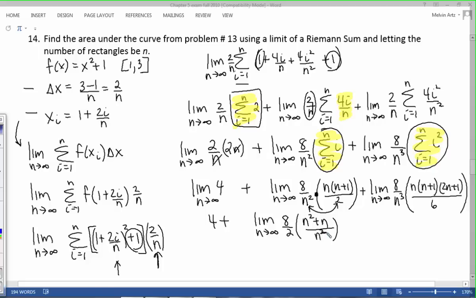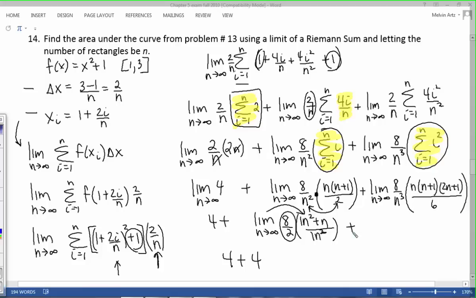Now if I take the limit of n squared plus n all over n squared, I know that is just 1 because my degree is the same in the denominator and numerator, so I just take the coefficients, which would give me 1. If you wanted to use another technique, you could take the limit of that quantity and get infinity over infinity, apply L'Hopital's rule, take the derivative, and so forth. And you see you would get 1 also. So we have 4 plus, and we said that the limit of this quantity here is just 1, so we'd have 1 times 8 over 2, so we'd have 4 here.